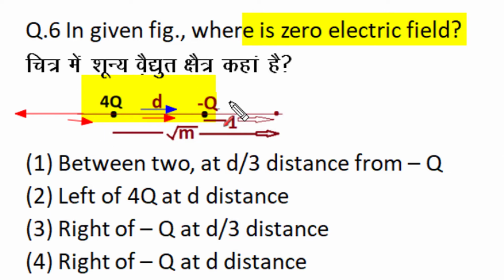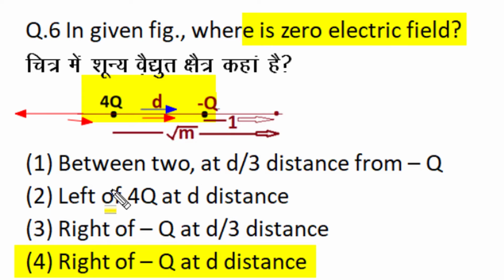So zero electric field will be possible only on the outer side of the smaller charge. That position would have a ratio of 1:√m, where m is the ratio of the bigger charge to the smaller charge, and that is 4 here. So this point has a ratio of 1:2. If this distance is x, then x and x plus d have a 1:2 ratio, and when we solve that, we get that the electric neutrality position is at a distance d to the right of the minus Q charge. So option 4 is the right choice here.